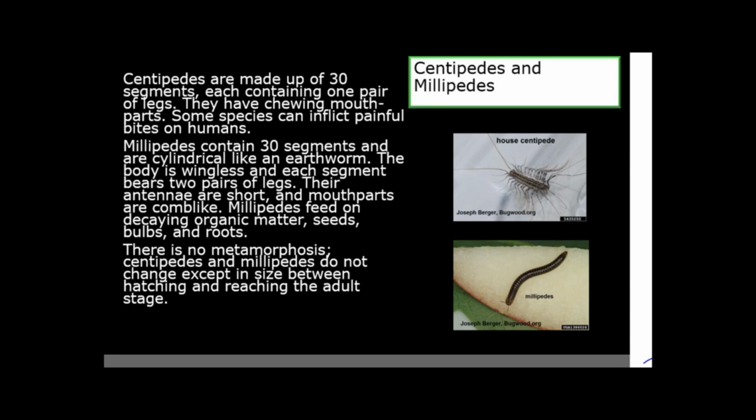Centipedes are made up of 30 segments, each containing 1 pair of legs. They have chewing mouth parts. Some species can inflict painful bites on humans. Millipedes contain 30 segments and are cylindrical like an earthworm. The body is wingless, and each segment bears 2 pair of legs. Their antennae are short, and mouth parts are comb-like. Millipedes feed on decaying organic matter, seeds, bulbs, and roots. There is no metamorphosis. Centipedes and millipedes do not change except in size between hatching and reaching the adult stage.